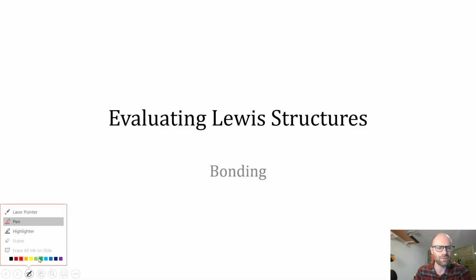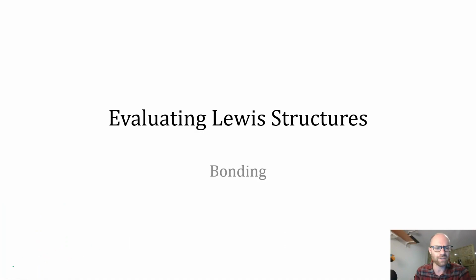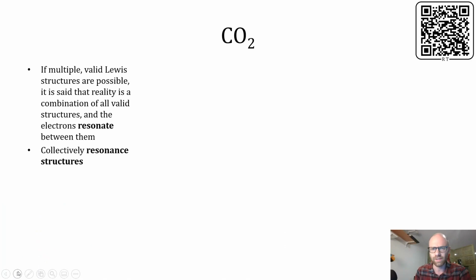Today we're going to talk about evaluating Lewis structures instead of just drawing them, or adding a new layer to just the drawing. To start off, I wanted to talk about carbon dioxide. So maybe if you want to pause and draw a Lewis dot structure on your own just to check, you can, but I'm going to get started.